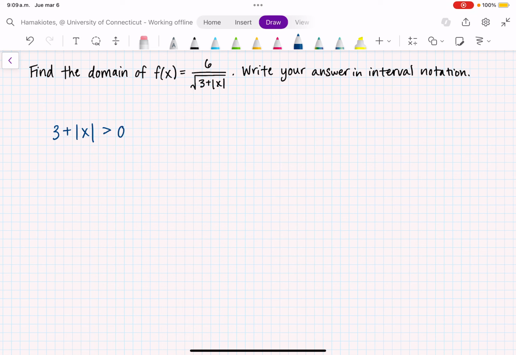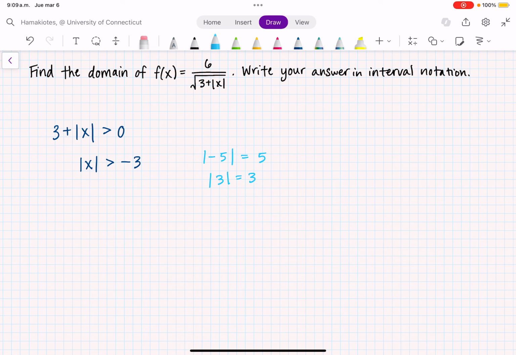Okay, so I can subtract 3 from both sides to get that the absolute value of x is greater than minus 3. So what do we know about the absolute value symbol? Well, the absolute value of a number is always going to be greater than or equal to 0, right? For example, if I take the absolute value of minus 5, that equals 5. If I take the absolute value of 3, that equals 3.